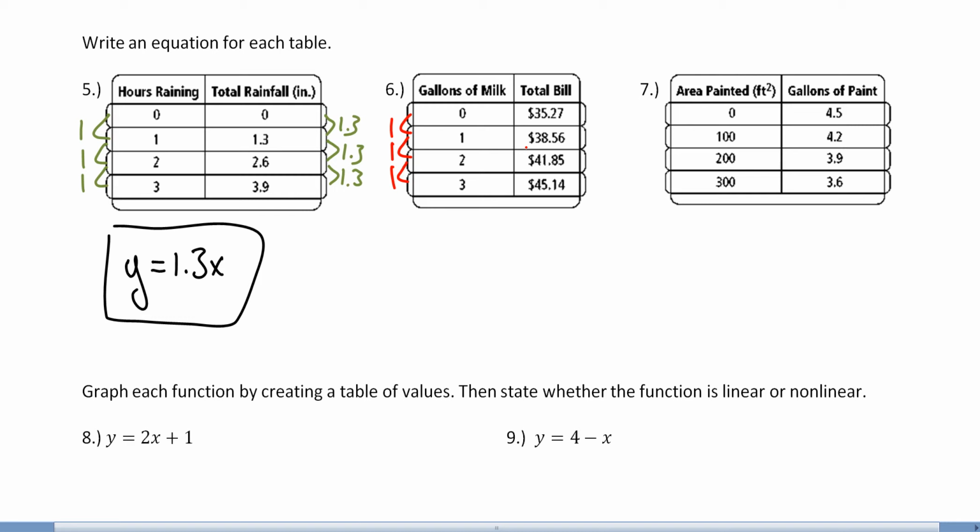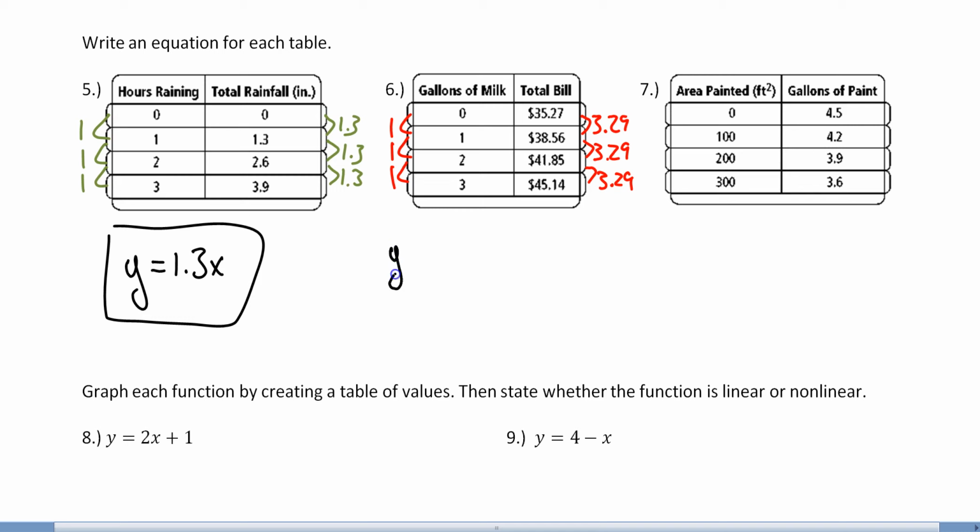Looks like it's going up by $3.29 each time. 3.29, and just double check that, make sure it's going up by the same amount each time. Use your calculator to do a little bit of that subtraction. But this one is going up by the same amount each time, so this one's also linear.